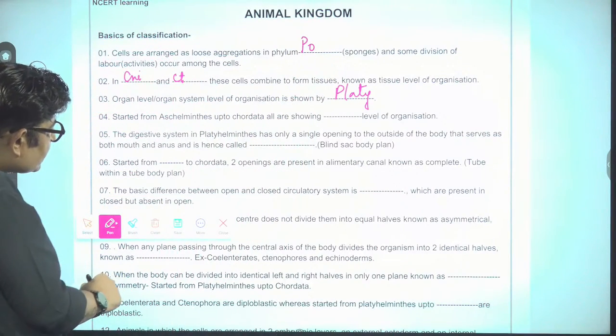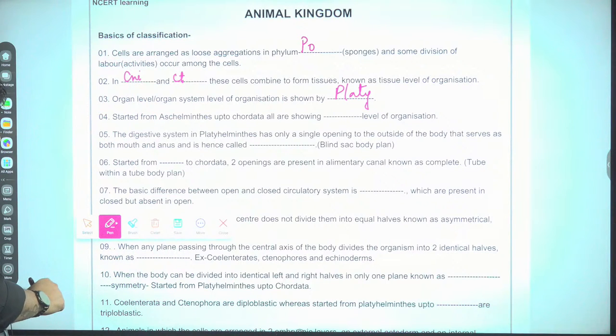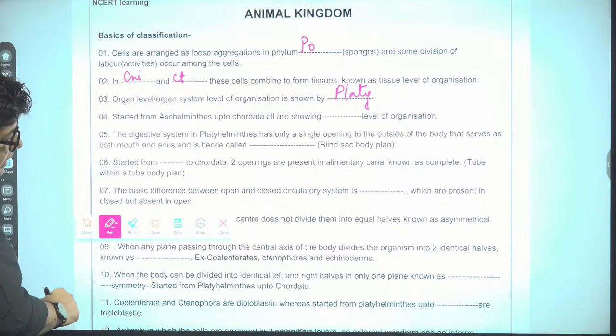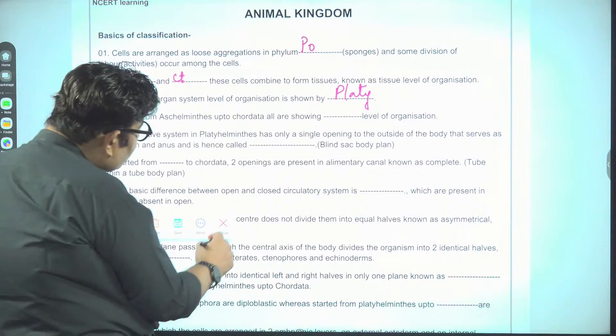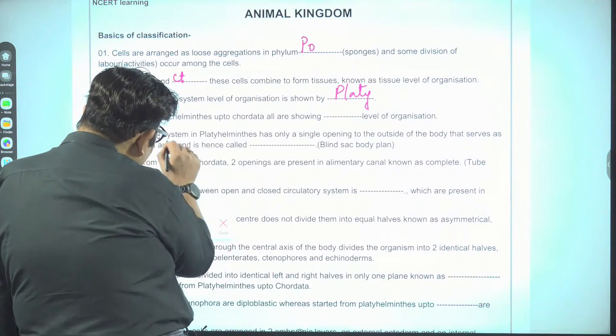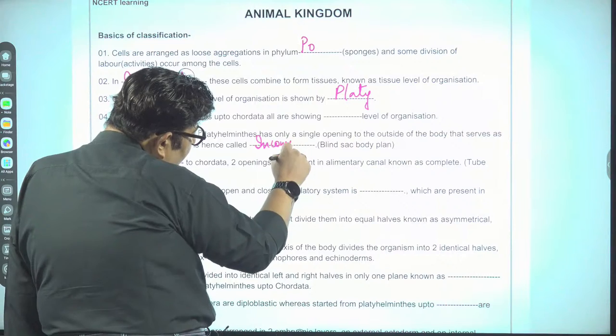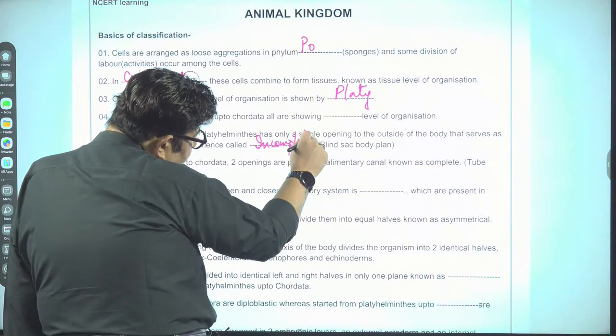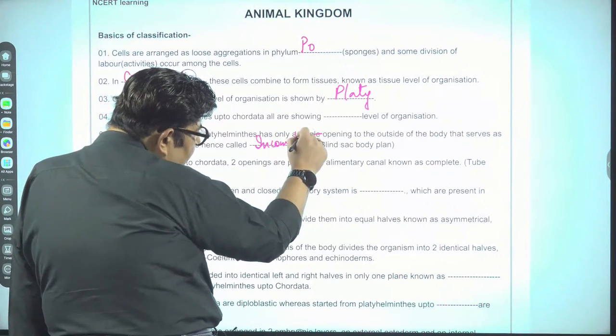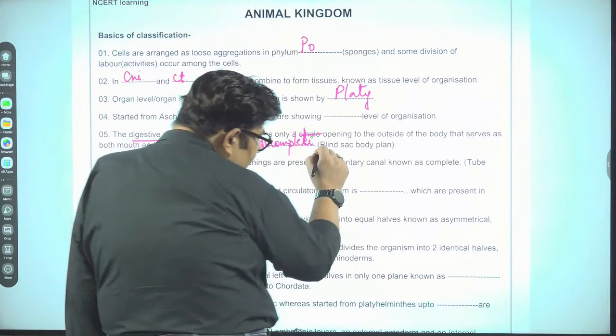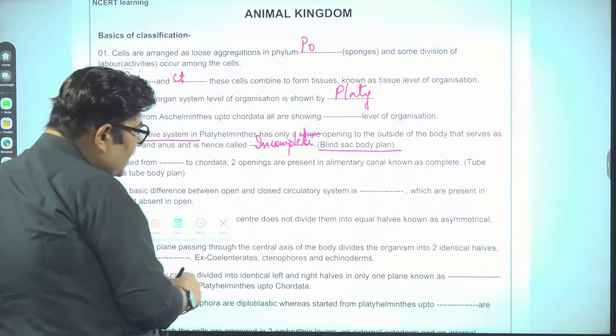The digestive system in platyhelminths has only a single opening to the outside of the body that serves as the mouth and anus. Hence, it is called. So what type of digestive system? We will call it incomplete. Incomplete alimentary canal. They have a blind sac body plan.